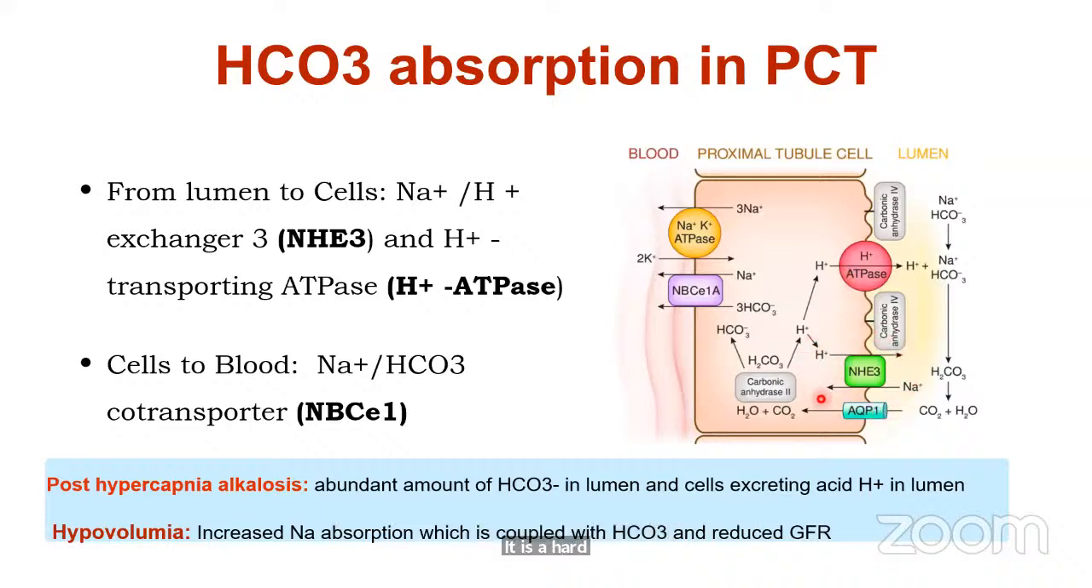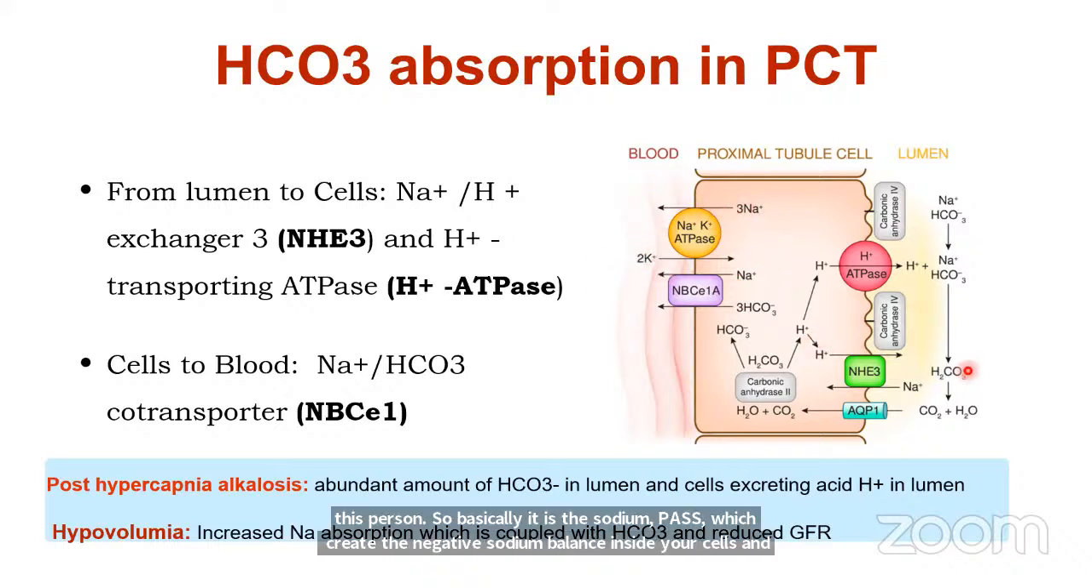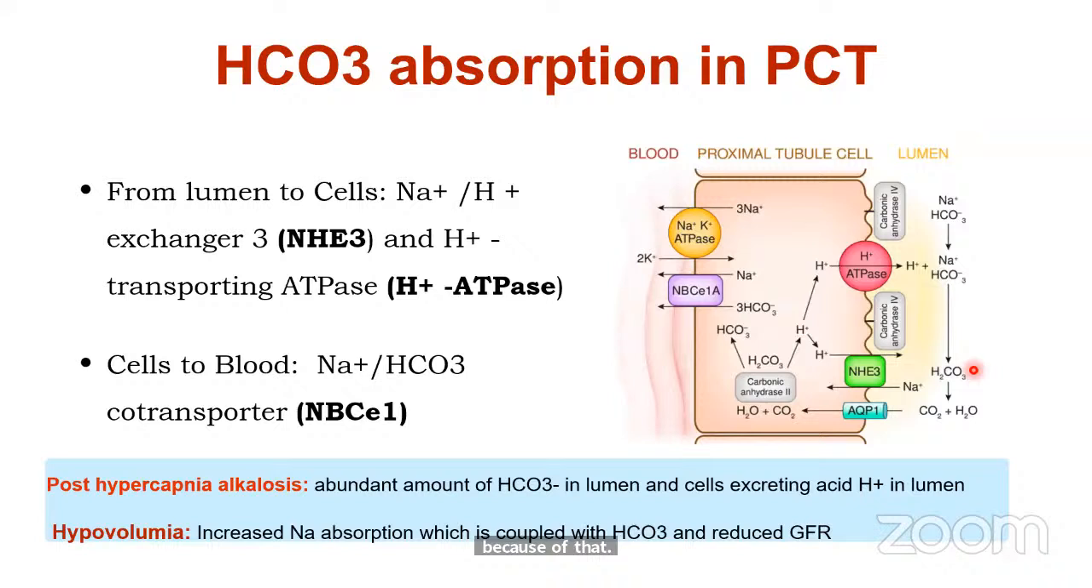So I think you can understand this portion. Basically it is the sodium potassium ATPase which creates the negative sodium balance inside your cells, and because of that, sodium from the lumen will get inside your cells. So the lumen will become more negative. So hydrogen will get excreted from the cells into your lumen, and this hydrogen ion will bind with the bicarbonate in the lumen, and it will produce carbonic acid. That bicarbonate will get absorbed along with your sodium. That is the sodium bicarbonate co-transporter.